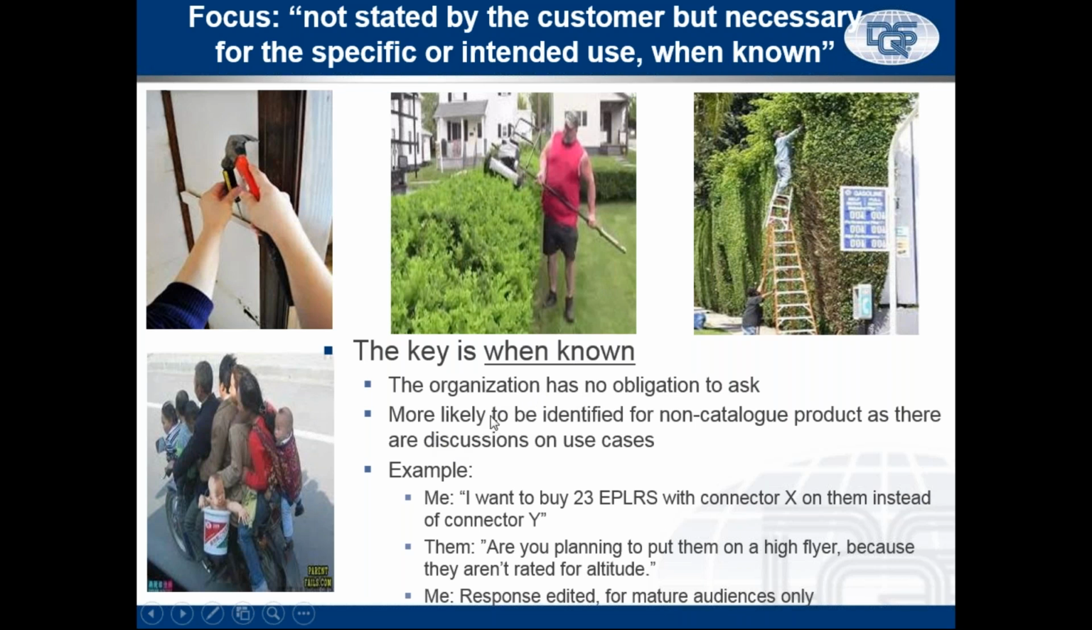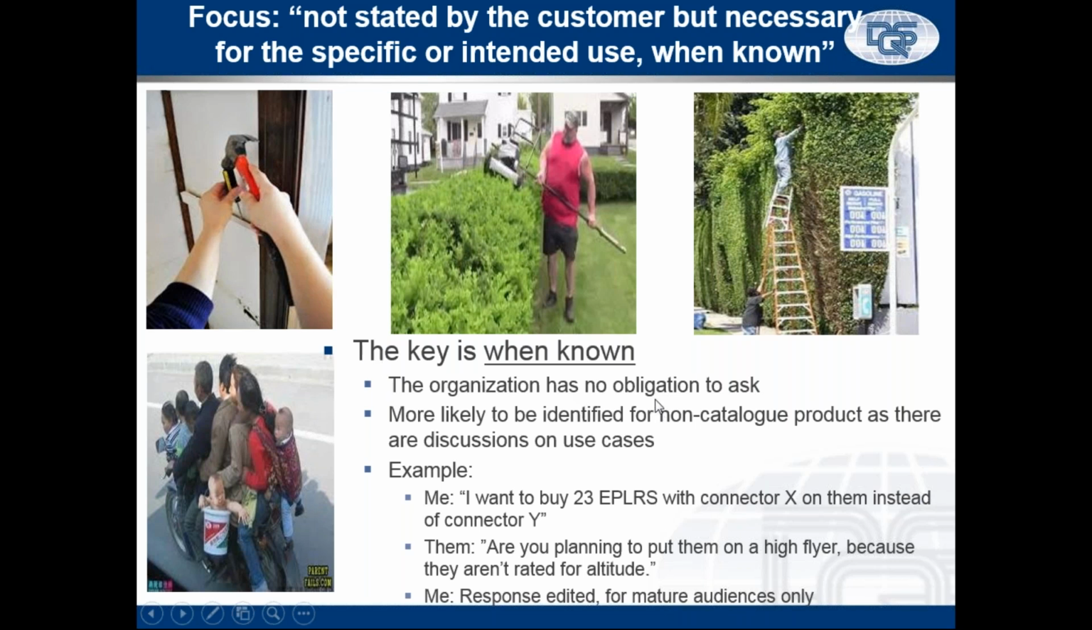This is more likely to be identified in non-catalog products. If people are buying things over a website, there's no way the organization is really going to be able to know what they're using it for. An exception might be something like this. Everybody who's used a screwdriver has probably used that screwdriver as a chisel. Is that the intended use of a screwdriver? No. Do manufacturers of screwdrivers know that people use them as chisels? Yes, because everyone does it. So their knowledge of how their product gets used is something they factor into its design.